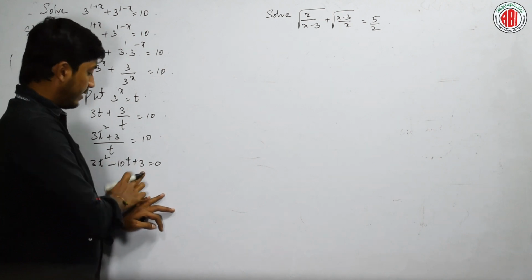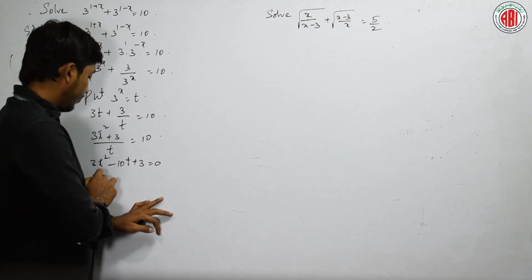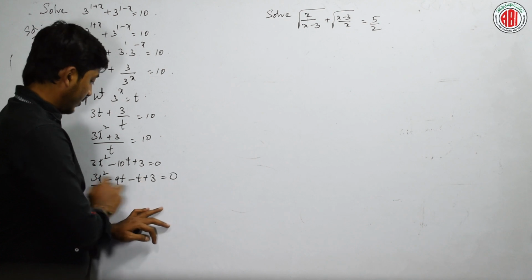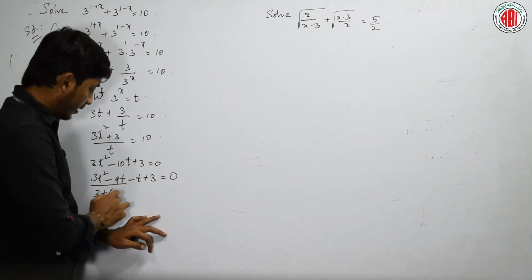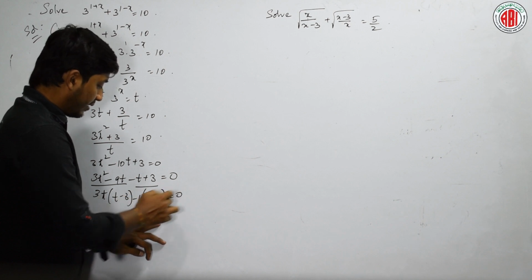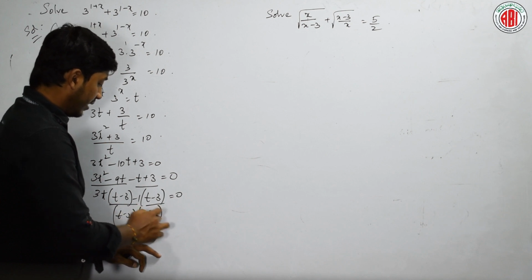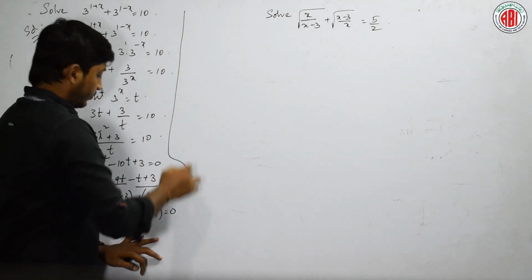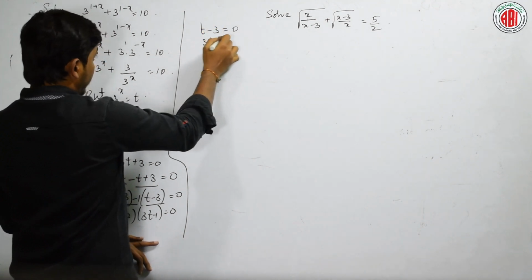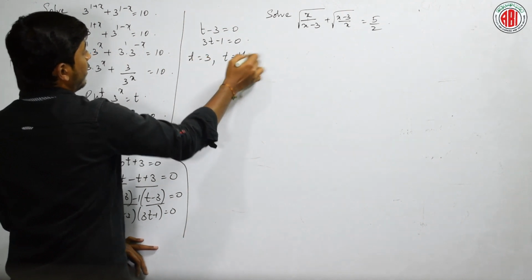Now, factorize it. 3 3s are 9, 9 1s are 9. So, this will be 3t square minus 9t minus t plus 3 is equal to 0. Let us take 3t common here, this will be t minus 3. Here if I take minus 1 common, this is also t minus 3. And the next t minus 3 common, this will be 3t minus 1 is equal to 0. So, t minus 3 is equal to 0, 3t minus 1 is equal to 0. Then what is the value of t? 3. One more is 1 by 3.